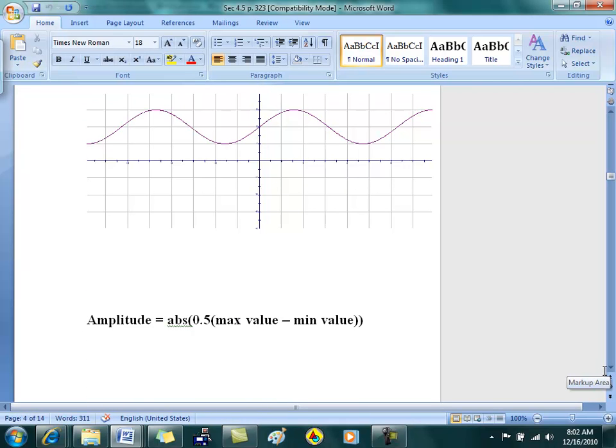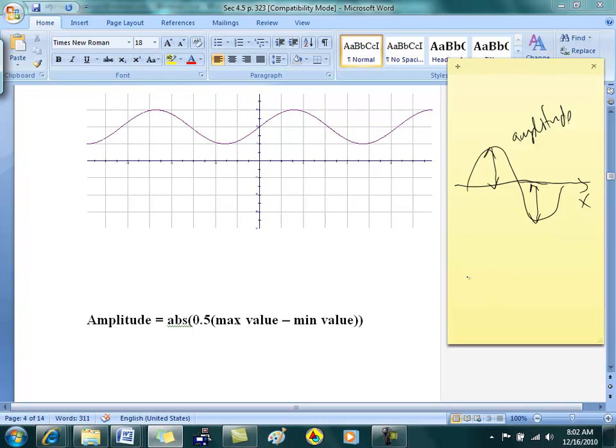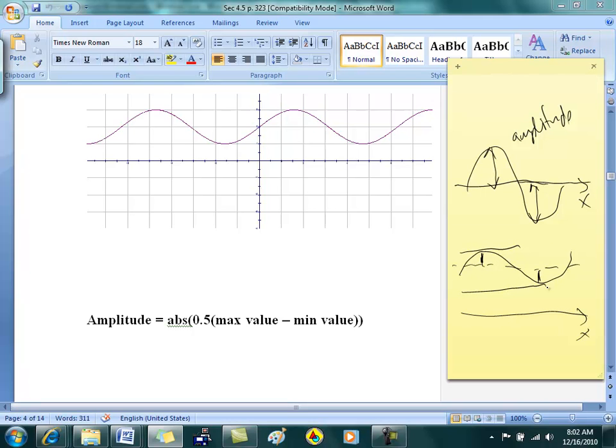Because remember what the amplitude is. Here's your x-axis, let's say. Your amplitude, remember, is the distance between, for example, this distance here or that distance there. So if you take this entire distance from there to there and take half of it, it'll give you the amplitude. Is everybody all right on that?